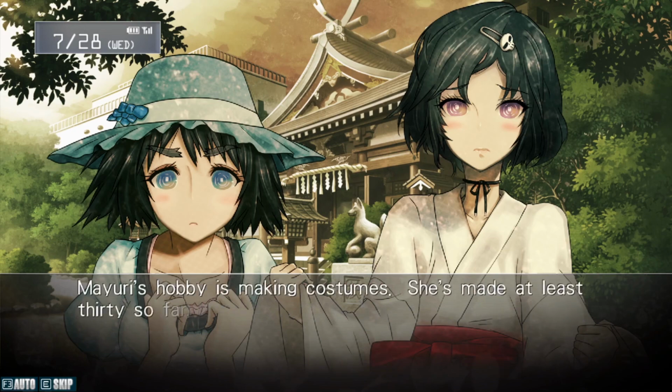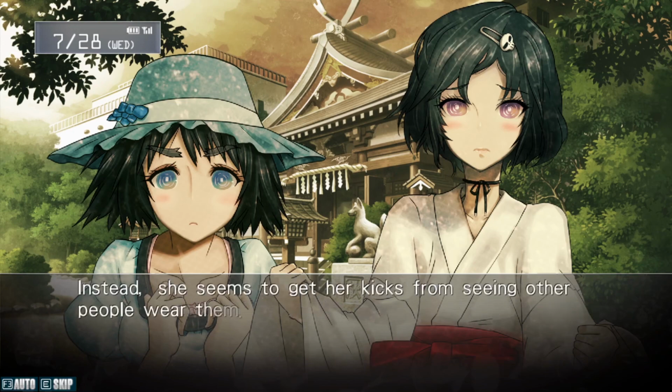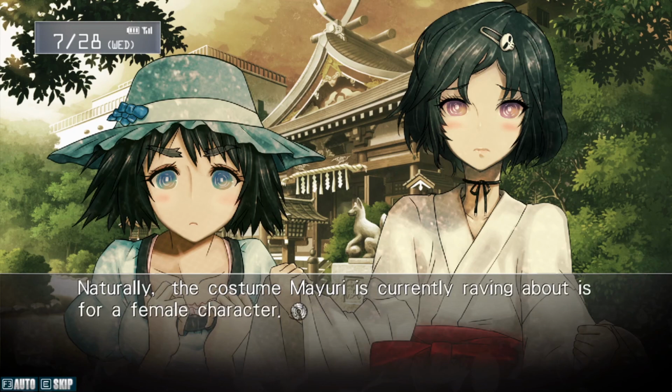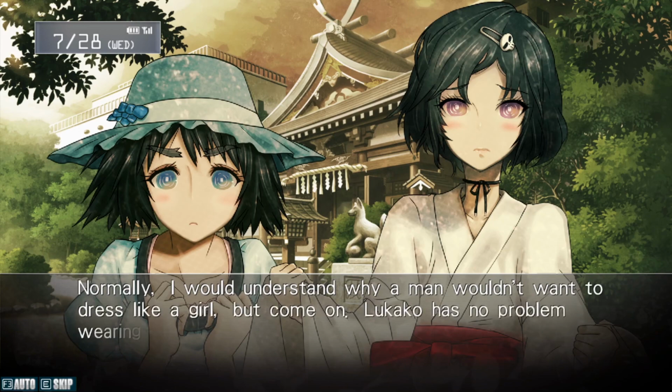Mayuri's hobby is making costumes. She's made at least 30 so far, but it's rare for her to wear one herself. Instead, she seems to get her kicks from seeing other people wear them. And it looks like she's chosen Rukako as her next target. Naturally, the costume Mayuri is currently raving about is for a female character. Normally, I would understand why a man wouldn't want to dress like a girl, but come on, Rukako has no problem wearing Miko robes. Why should cosplay be any different?